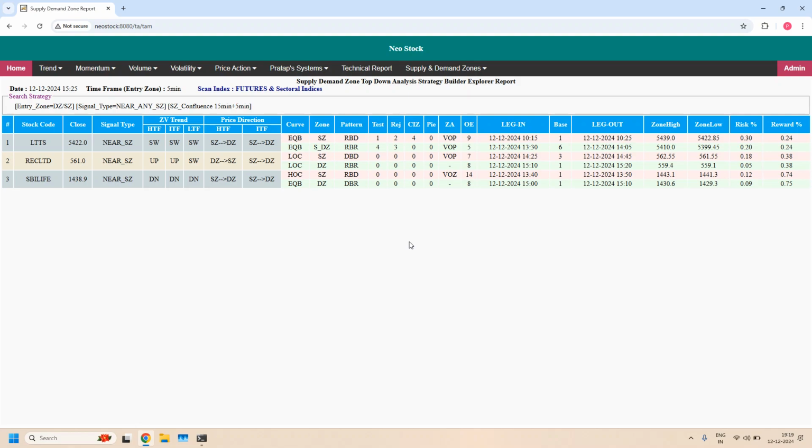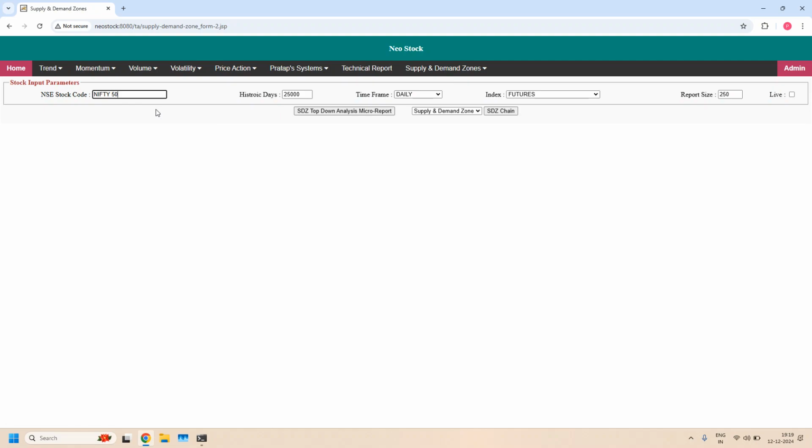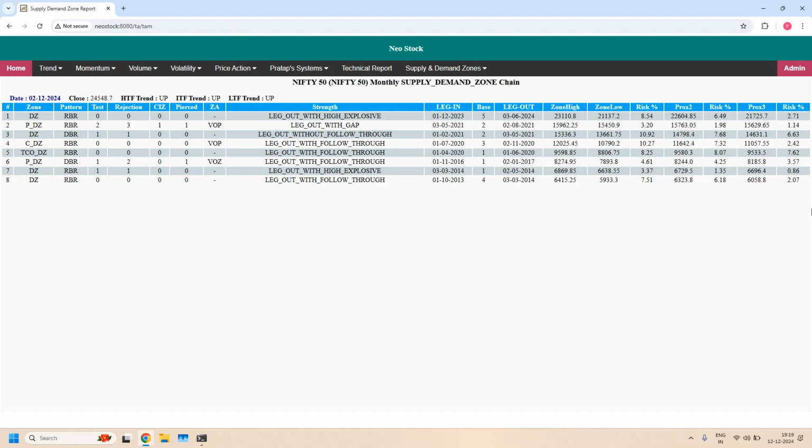Next, let us identify NIFTY and BANKNIFTY supply demand zone chain. Let's start with NIFTY. Starting with monthly time frame, generating monthly supply demand zone chain for NIFTY. So this is NIFTY monthly supply demand zone chain. Always look into the zone column to find high liquidity zones. Look into the pierced column to find the pierced zones. And look into the LTF trend to find the trend of the current time frame you have selected. The same rules you can apply to remaining supply demand zone chain reports.